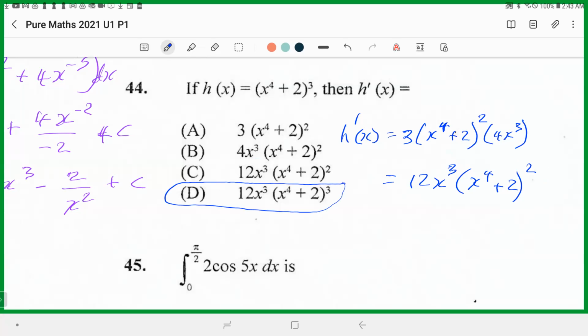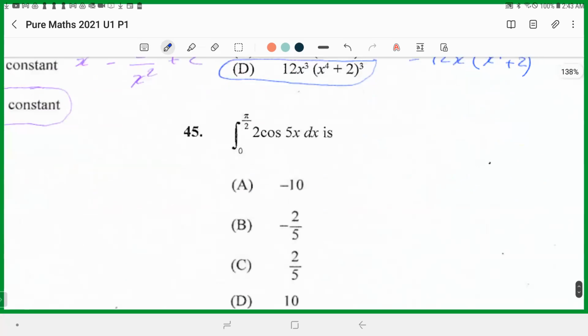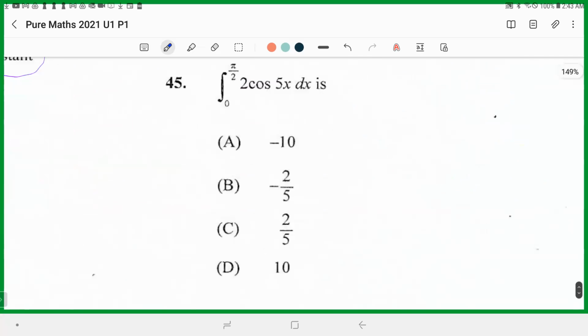We'll come to the last question on this paper. And it wants us to work that out. That's what the answer is. Remember, you have to also divide by that. But the integral of cos is sine. The differential of sine is cos. So this is going to be 2 sine 5x. We're going to divide by the differential of 5 over 5. And going between pi by 2 and 0.